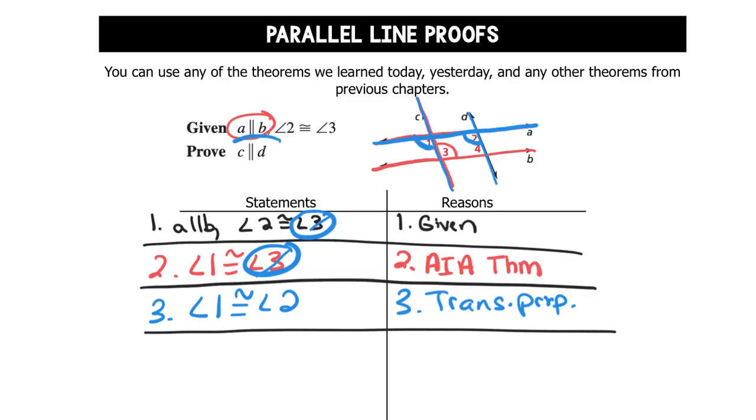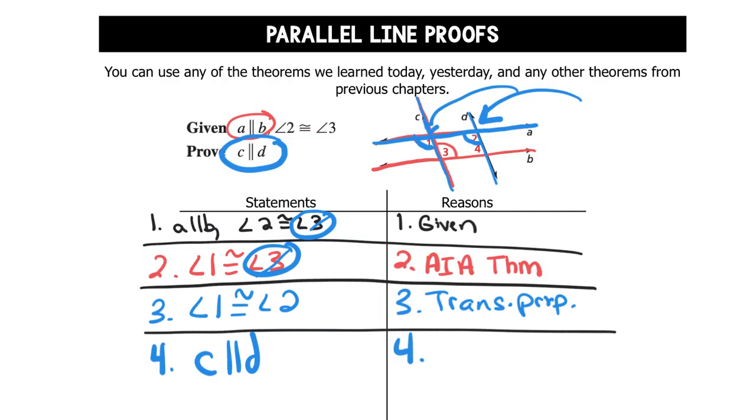Aren't we trying to prove that C and D are parallel? So now if you focus on just the blue lines, aren't C and D parallel because 1 and 2 are congruent? So we can say that C is parallel to D using the, and then look at your blue angles. Look at angles 1 and 2. What kind of angles are those? Aren't they corresponding angles? So you can say that C is parallel to D using the corresponding angle converse.